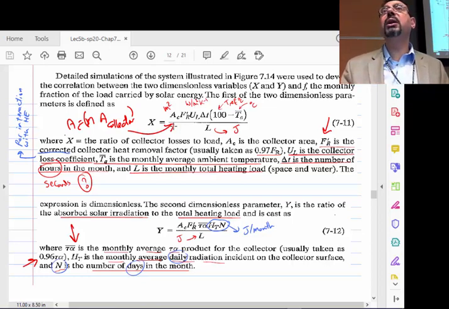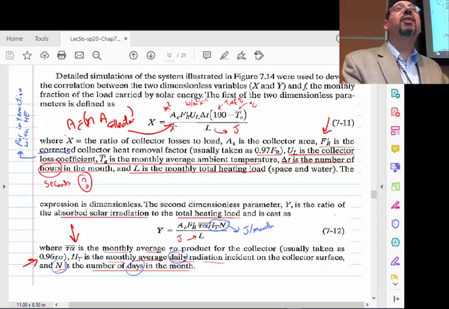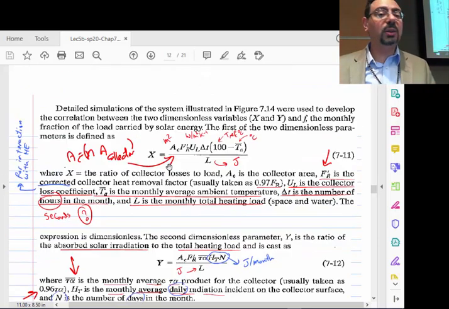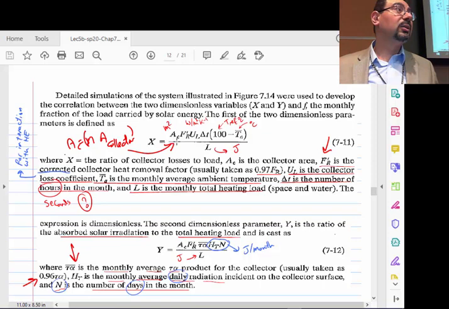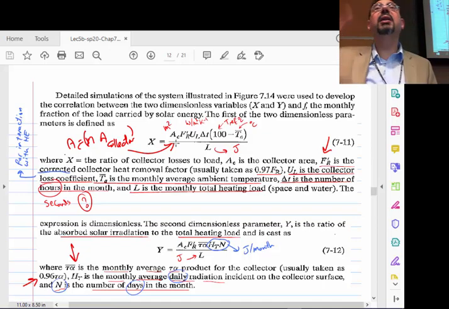Those kinds of problems are usually written in such a way that they say, how many collectors do I need to meet 50% of the load of that building? So for that building you want 50%, so you want to be on that curve. Then you are trying to figure out by trial and error what the total AC is, which is the number of collectors times one collector area, that will end up making your F equal 0.5, so that you have 50% coming from the sun. So the number of collectors comes in through that AC.